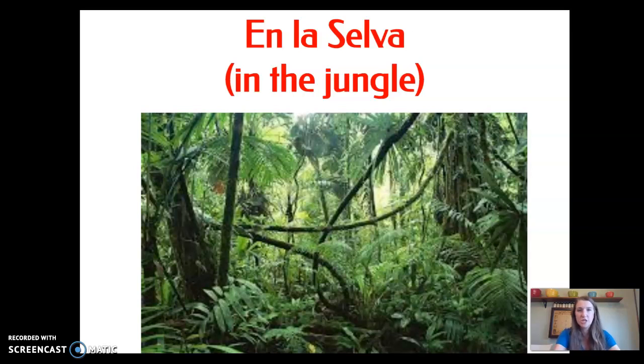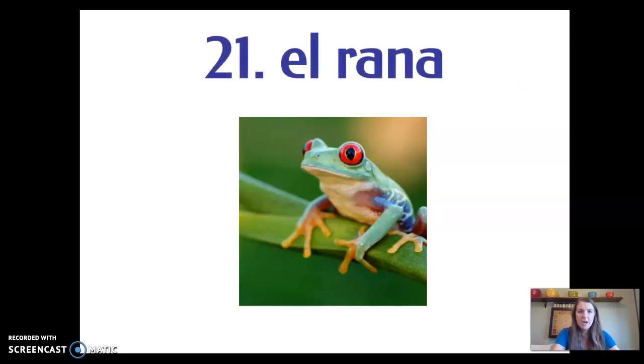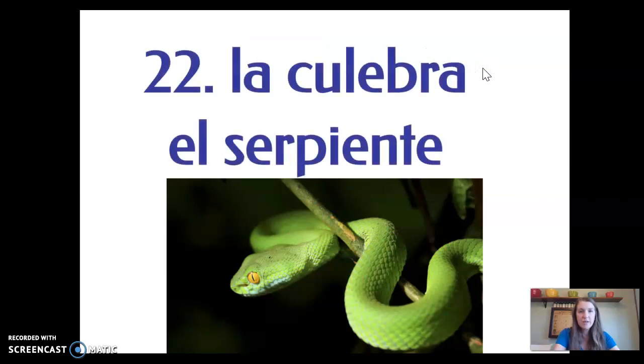All right, moving on to the jungle section. En la selva, in the jungle. All right, we have, this should be la rana, la rana. So on your vocab list, I think it's correct. I don't know why it's not correct on this PowerPoint. La rana is a frog. La culebra and el serpiente. You have two words for snake.